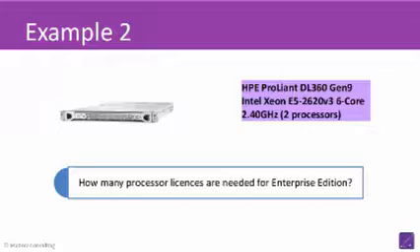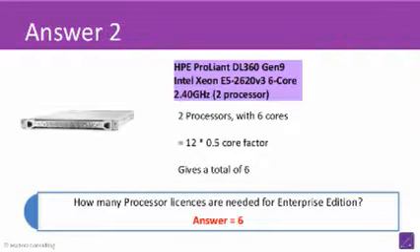In our second example, this one's got 2 processors, they're Intel Xeon, and each of them's got 6 cores, giving a total of 12 cores for the server. So again, you multiply that 12 by the core factor, and for Intel Xeon it's 0.5. And so 12 multiplied by 0.5, that server needs 6 processor licenses.